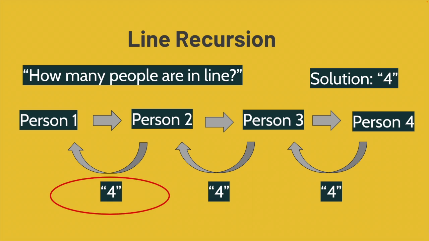Now in this example, person 4 is our base case because that person knows the solution to what we are looking for. If the line went on forever, then we would be asking how many people are in line forever, meaning our recursive call in this case would never end. Hopefully this gives a good high-level visualization of what is happening under the hood in recursion. Now let's get back to our factorial problem.